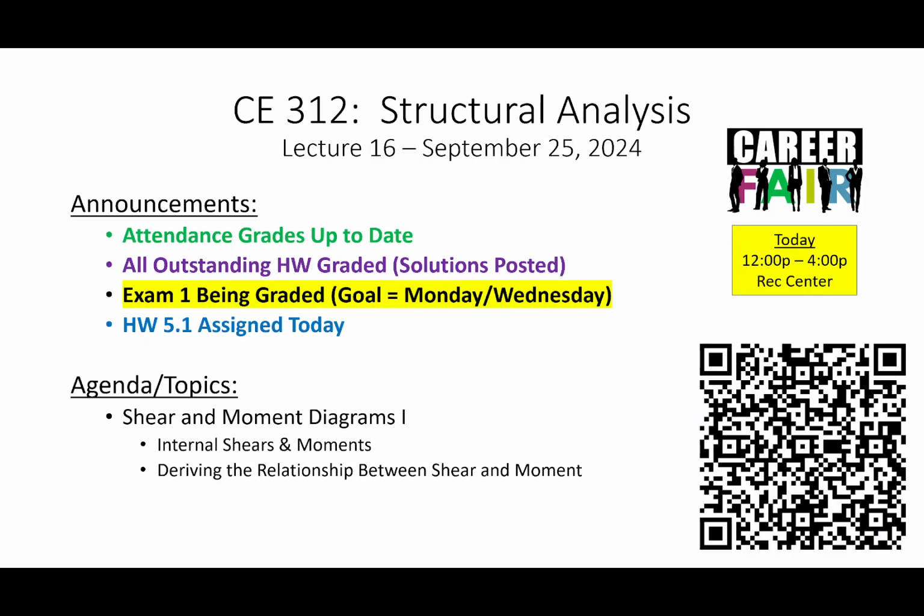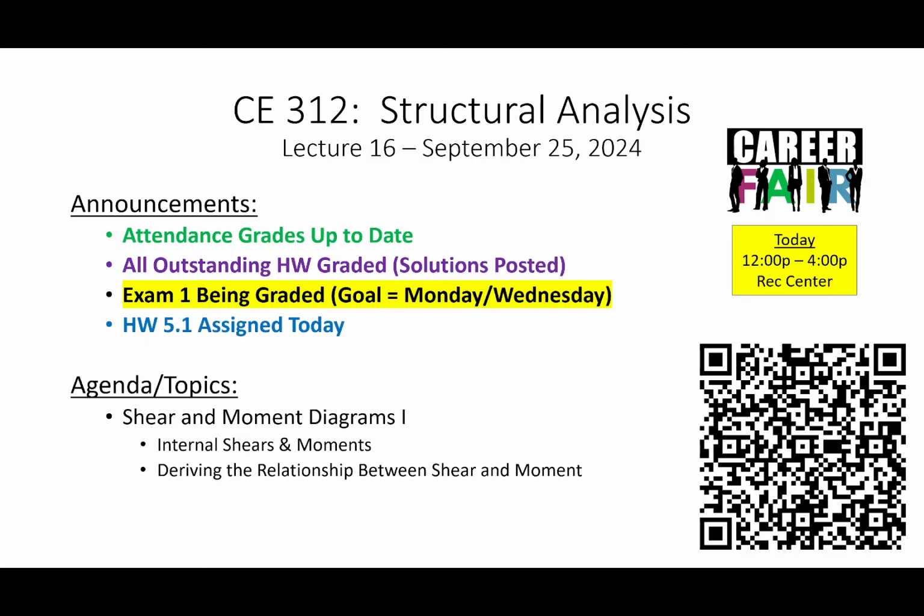Attendance grades are up to date. All the outstanding homework is graded. I am working through grading exam 1. I usually try to get it done in a week, but normally I have like 25 students in this class, and I got 34. So I think it might take me a little longer, maybe till Wednesday of next week. But like I said, I did a spot check of the exam, and everything seems normal. So I think the class as a whole is going to do pretty well. If I was worried, I would let you know, and I'm not.